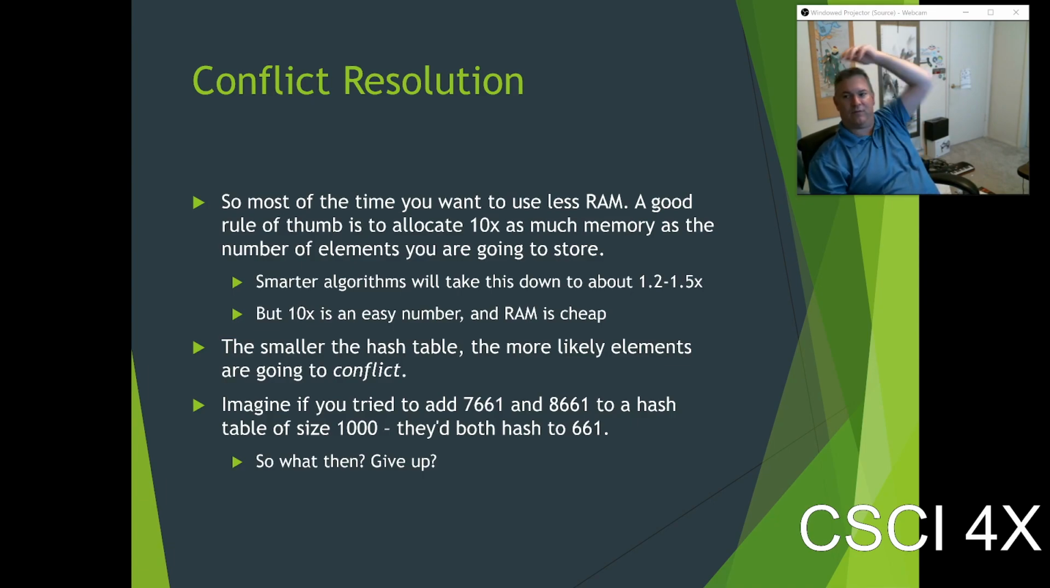So the smaller the hash table, the more likely these numbers are going to hit the same bucket and they conflict. Okay, so the bigger your hash table, the less likely they are to conflict because they get more spread out. So if you had a hash table of size 1,000, 7661 and 8661 would both go to bucket 661. But if your hash table was size 10,000, then they would go to different buckets.